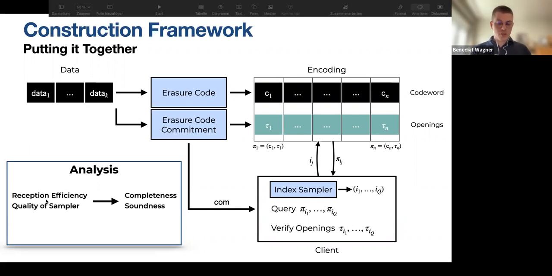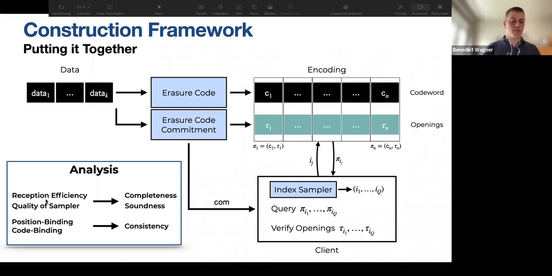Okay, but the third notion is consistency, and this one is computational. So we show it based on computational assumptions.